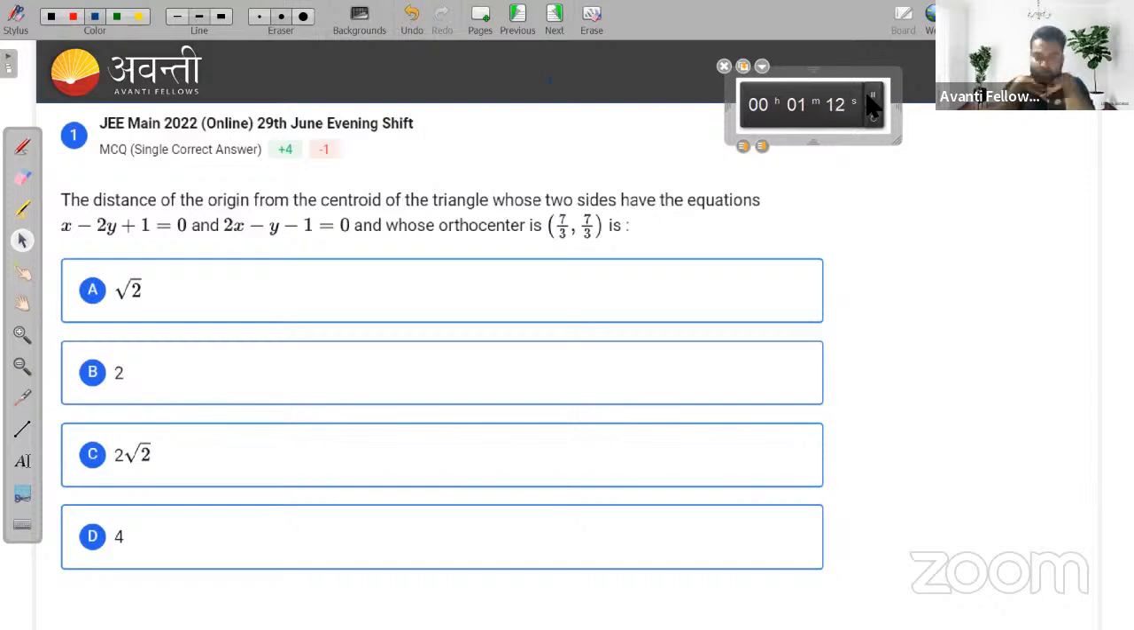You two guys, you can respond in the chat box also when you are getting the answer. It's actually a lengthy question. Let's just solve it. Huh? Not lengthy. Let's solve.